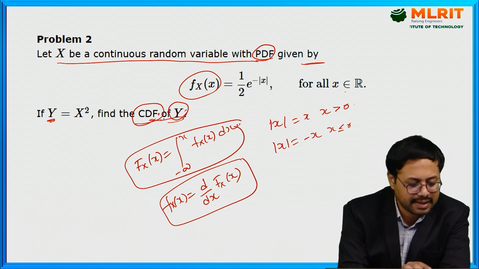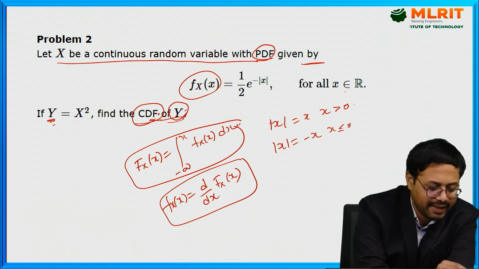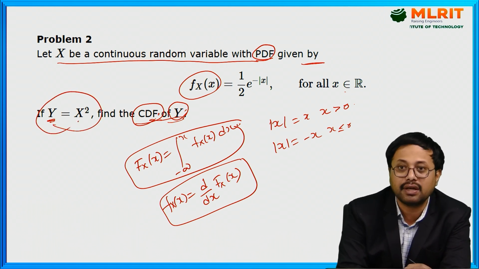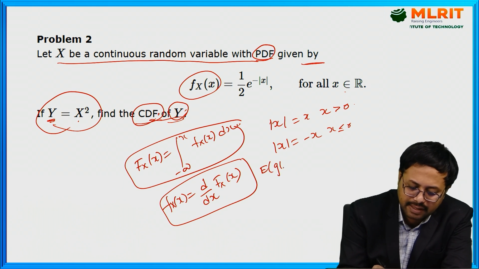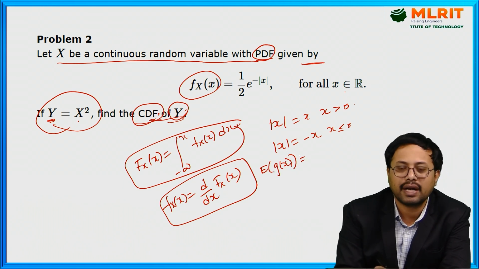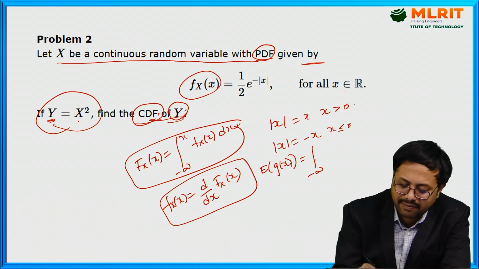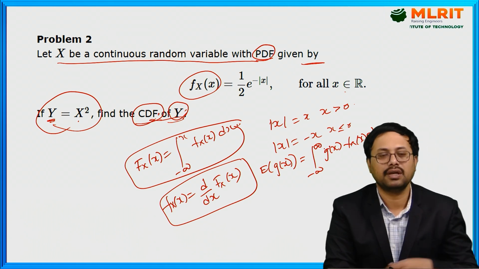Now next, he is asking y equal to x square. First, we will call y equal to x square a function. You know the formula, expectation of g of x, where you have the function, integral from minus infinity to infinity of g of x fx of x dx. You have to use all these formulas to solve this.